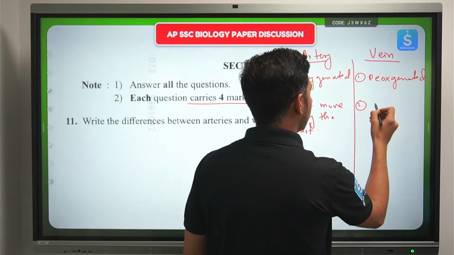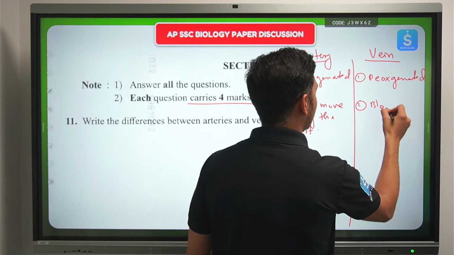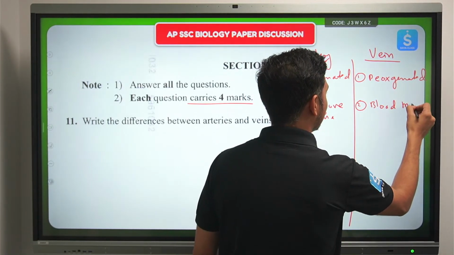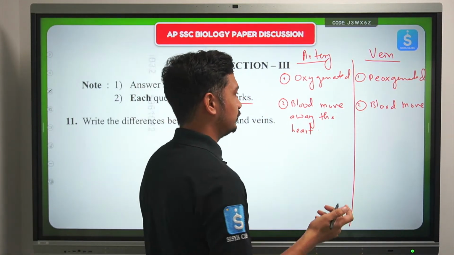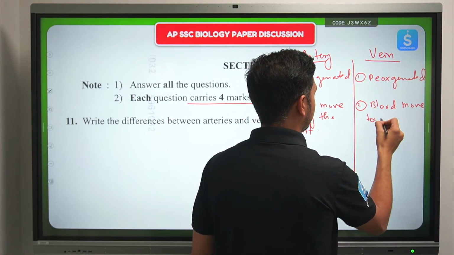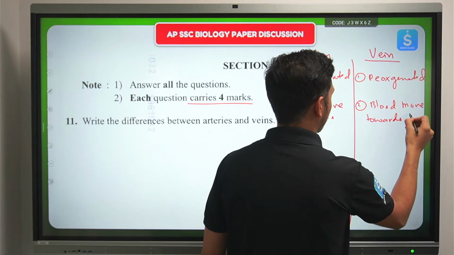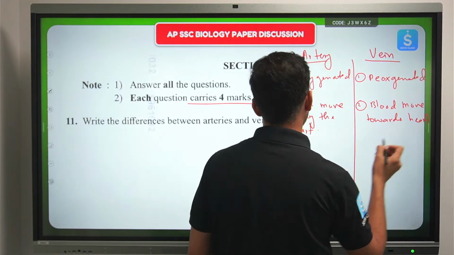Second point would be that for vein, blood moves... When we talk about veins, the blood will always be taken towards the heart. Okay, towards heart. Okay, third point.